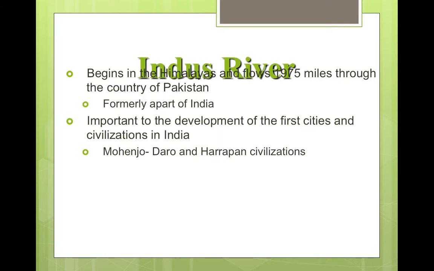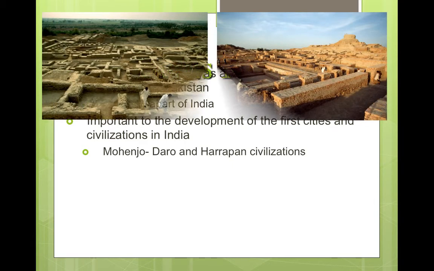And these are the civilizations that started in India, based on the Indus River, the Mohenjo-Daro and Harappa civilizations. And there they are, ancient Indian civilizations. Again, when I'm referring to India, I'm referring to the country of India, not Native American people.